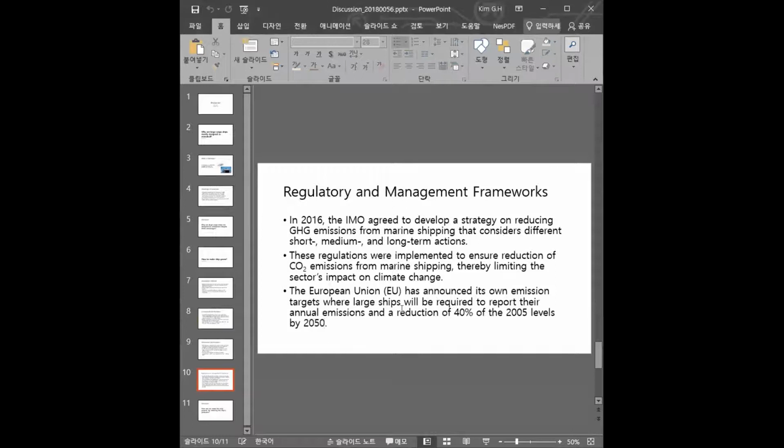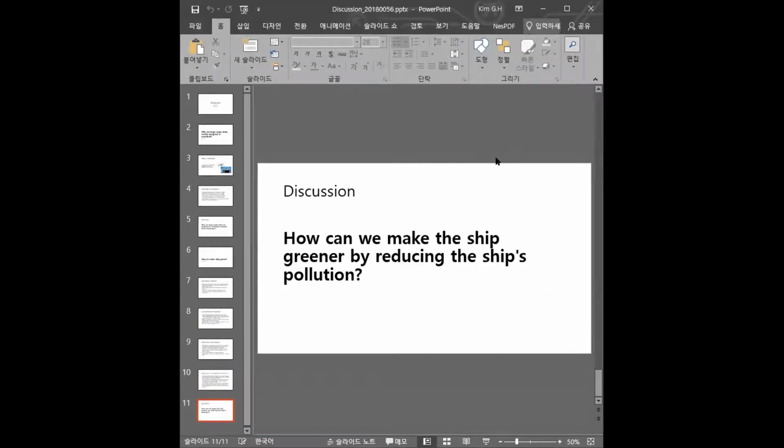So I think it is necessary to think about how to make a ship greener by reducing the ship's pollution. This is a broad topic, but I think it is important for us to think about it.